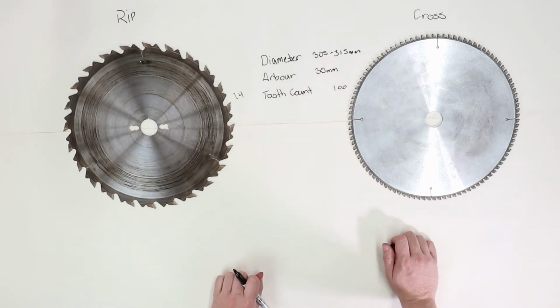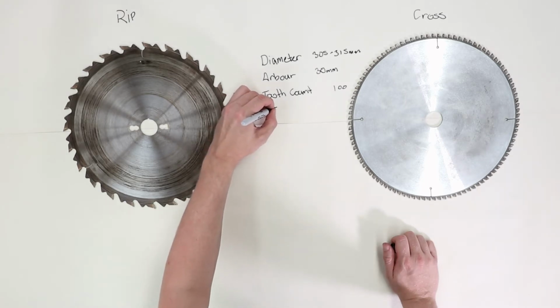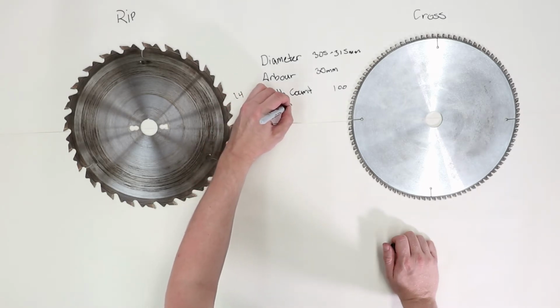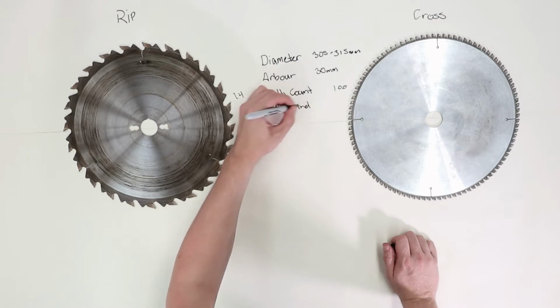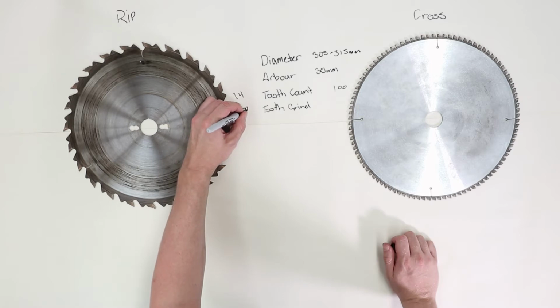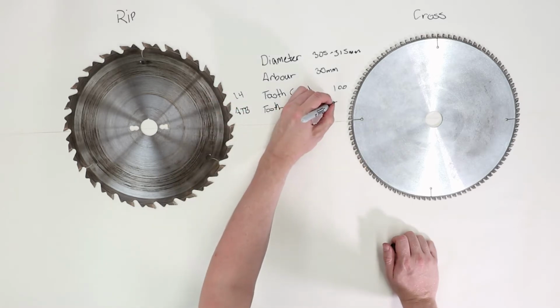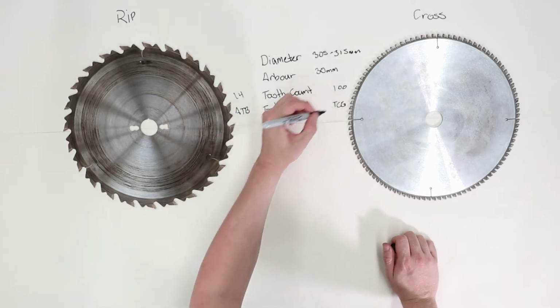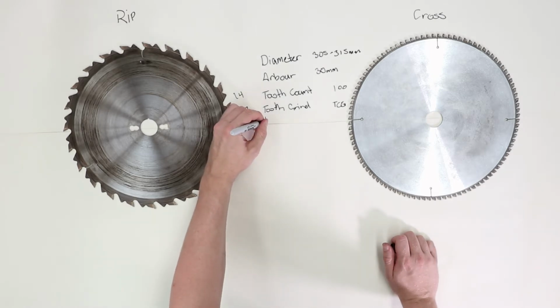We have a tooth grind. So in this case, this is going to be an ATB, and this one is a TCG. And we have a rake.